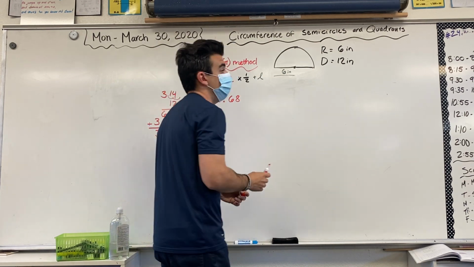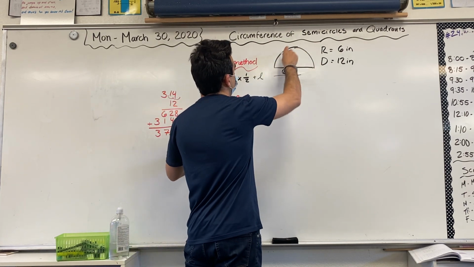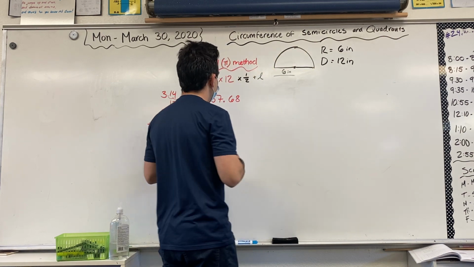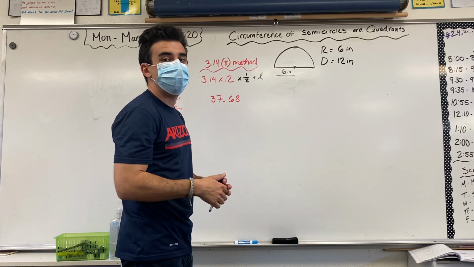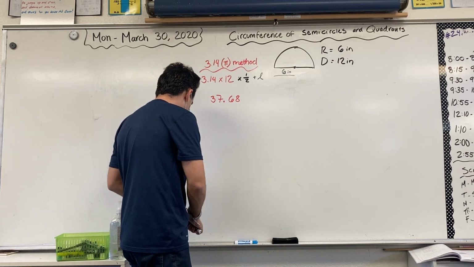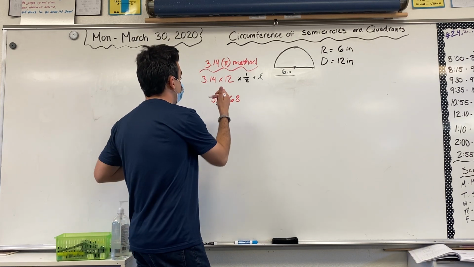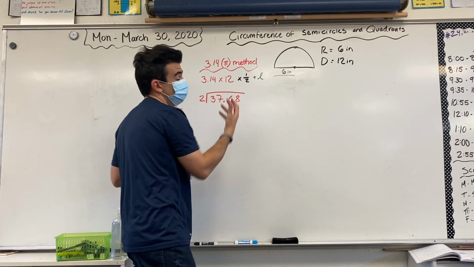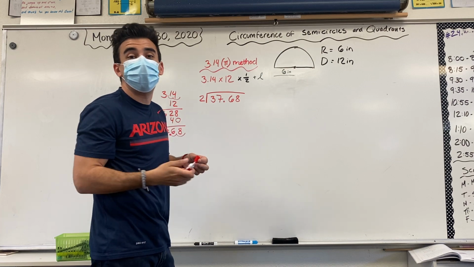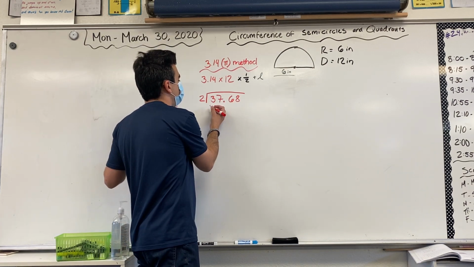However, I need to find half that. I need to find right here, that arc outside. So what I'm going to do is you can multiply by 1/2 or you can divide by 2. I'm going to go ahead and divide by 2 because I think that will be a little bit easier. No preference. If you multiply by 1/2, I will let you know you're going to have to divide by 2 later. So you might as well just jump to that.